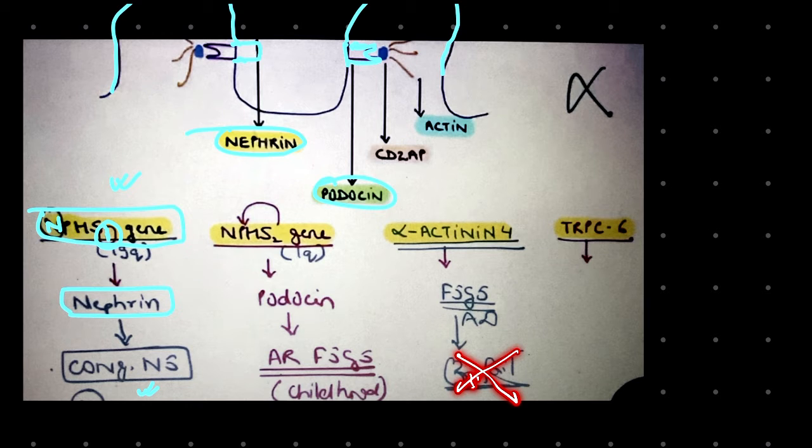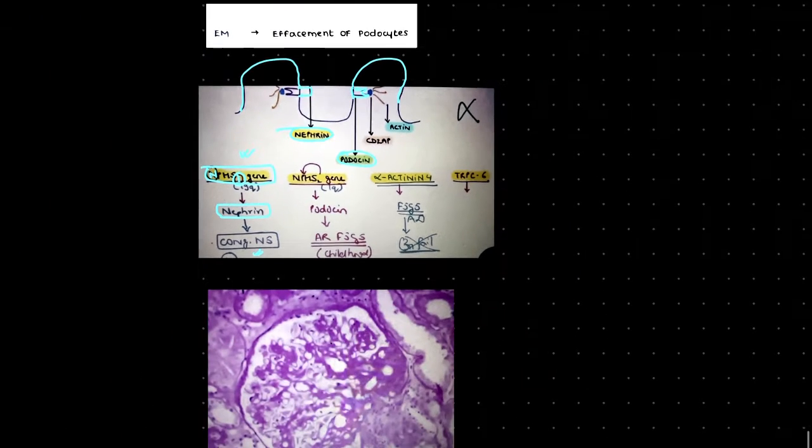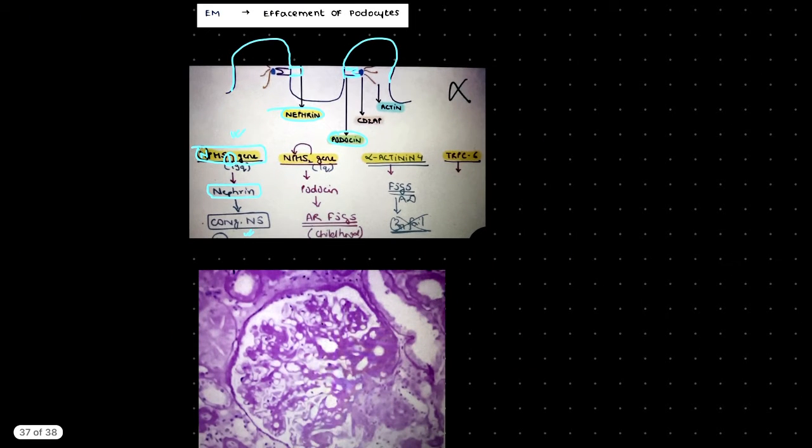Now moving further, just a brief description about it: that is our transient receptor potential cation channel 6. It causes the adult onset of FSGS, focal segmental glomerulosclerosis, that we are discussing right now. So this was all about our different genes.